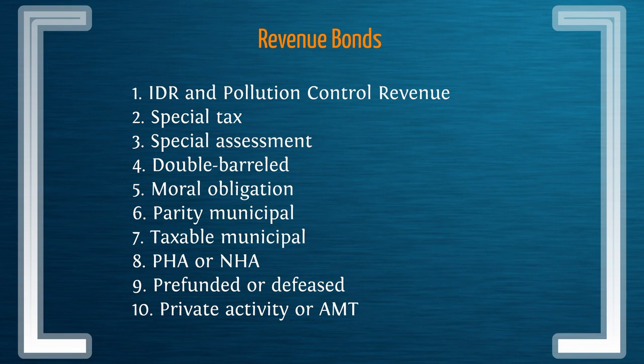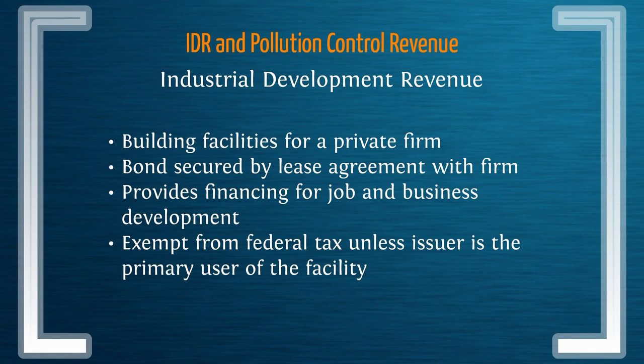Now, here's the different kinds of revenue bonds. There's a lot of different ones going on here. So we'll take a quick look at each one. There's the IDR and Pollution Control Revenue Bond. IDR stands for Industrial Development Revenue, and this is to encourage business growth, job growth in a certain area. The bond is usually backed by a lease agreement with a firm that's tied to the facilities that were created by the bond. And this is exempt from federal tax unless the issuer, the government, is the primary user of the facility.